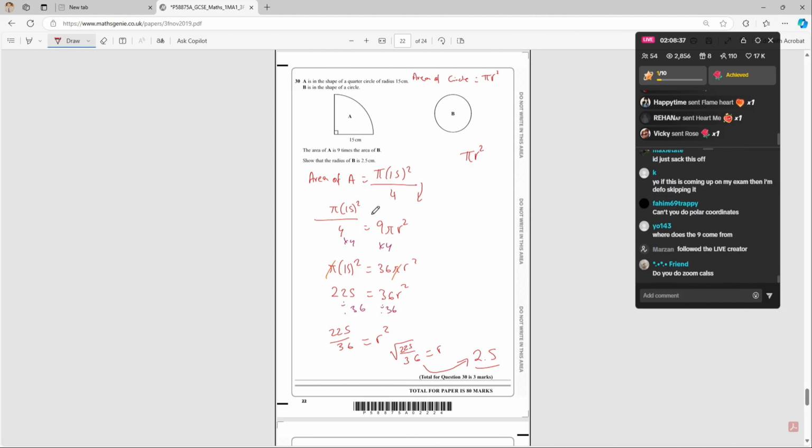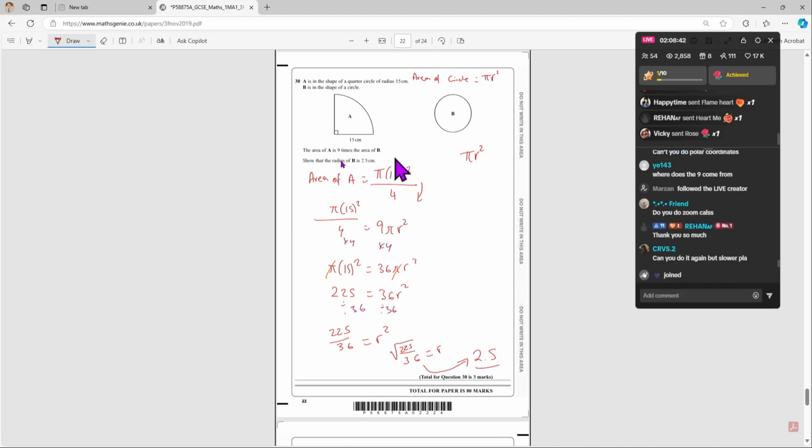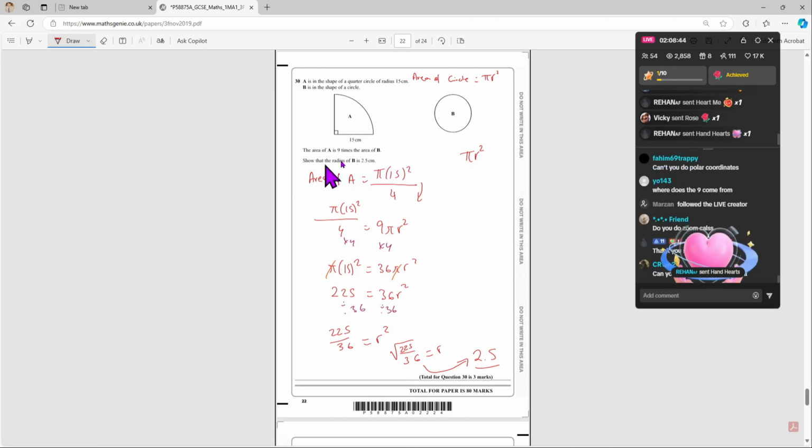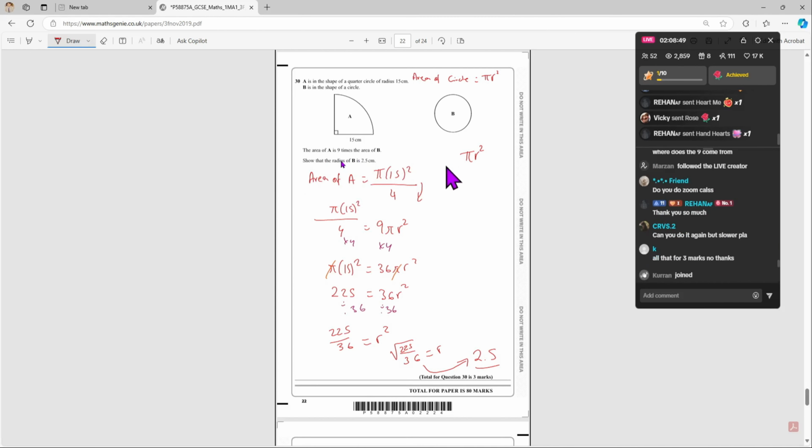Where does the 9 come from? This 9 comes from the fact that we know the area of A is 9 times the area of B, so we have to do it 9 times.